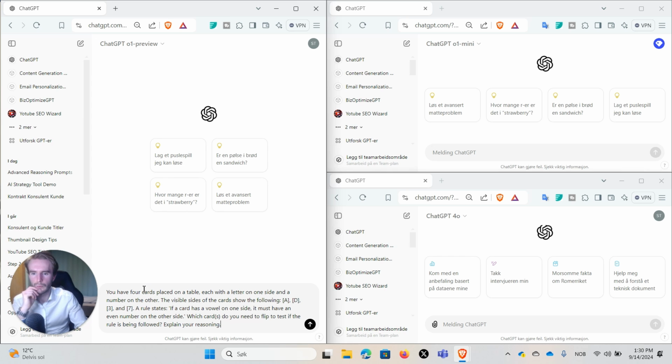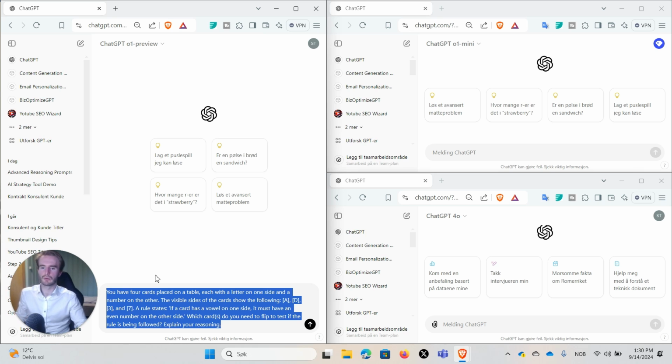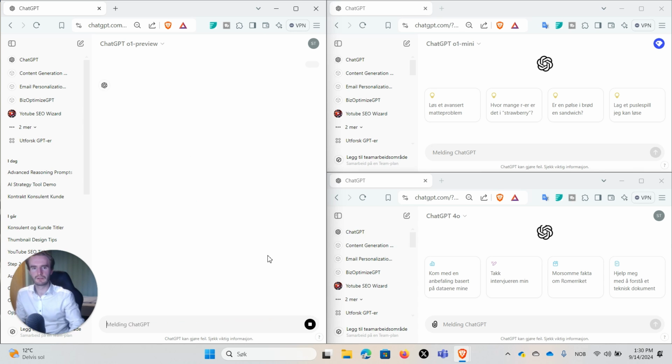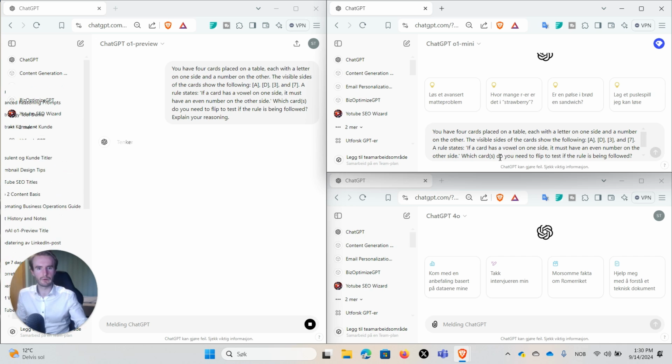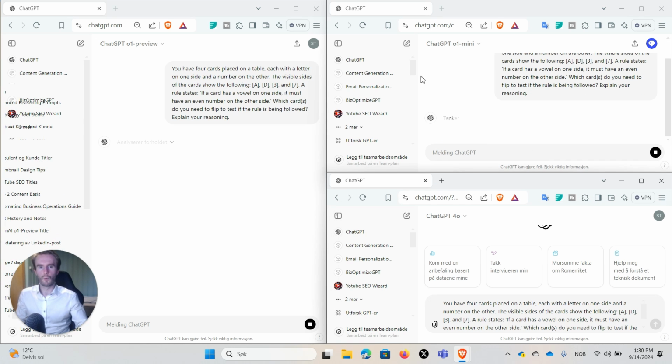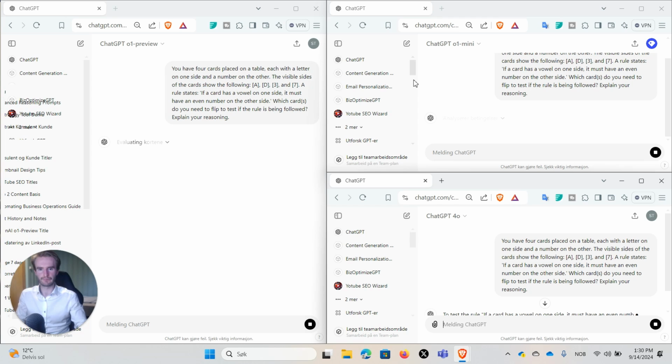So here we have the first prompt. You have 4 cards placed on the table, each with a letter on one side and a number on the other. The visible sides of the cards show the following: A, D, 3 and 7. A rule states if a card has a vowel on one side, it must have an even number on the other side. Which cards do you need to flip to test if the rule is being followed? Explain your reasoning. So let's test this against all the different models and see what happens.